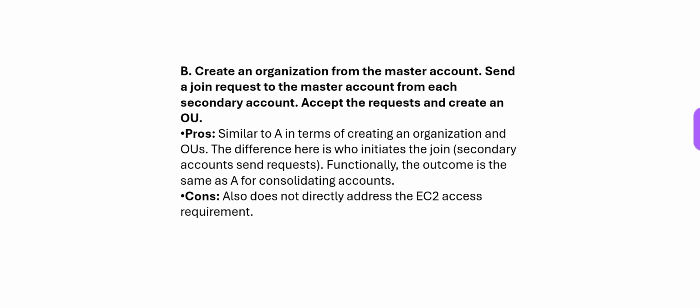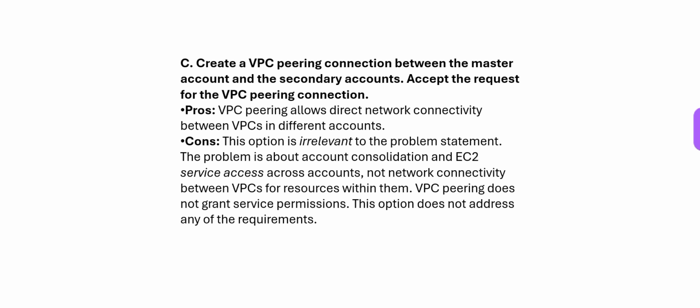The problem with B is that once you create a master, the master should send invitations. In this case, they are saying that the secondary accounts will send a join request. But how will the secondary accounts know that the master account has been created? They won't have a way to know that. So it's always the master who has to initiate that, and that's why this option is incorrect.